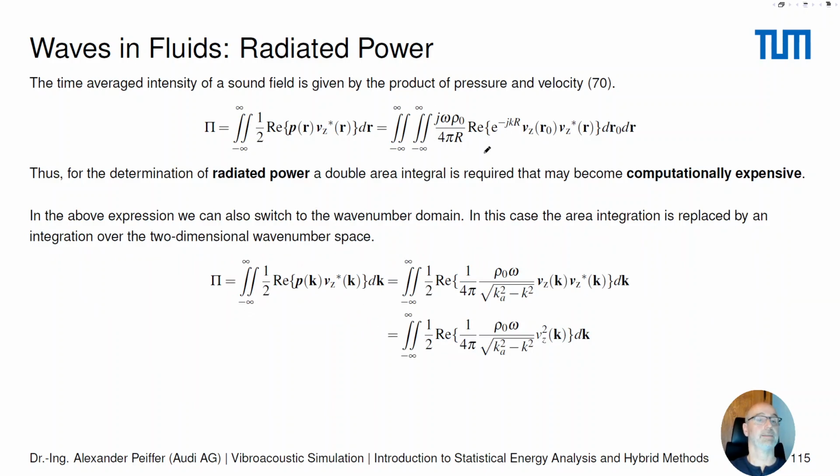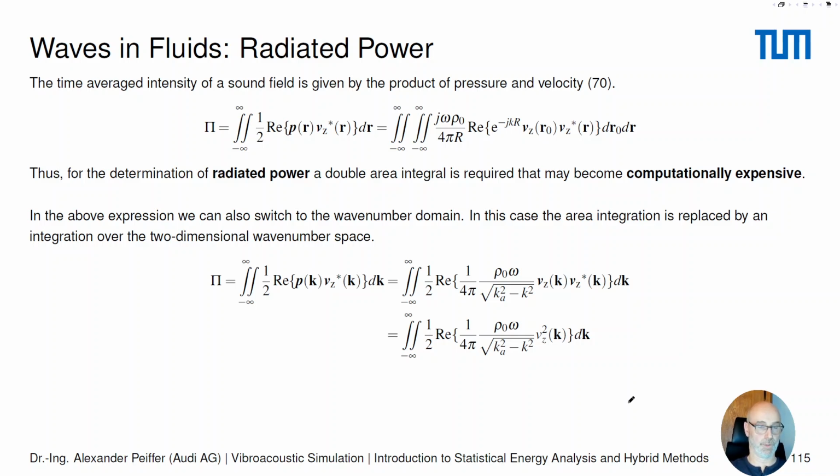If you keep in mind, now this second area integration is replaced by a product, by exactly this product. The only thing is that we now have to integrate once over the whole wave number space. And this can be much easier and much faster than other ways to calculate the radiated power.